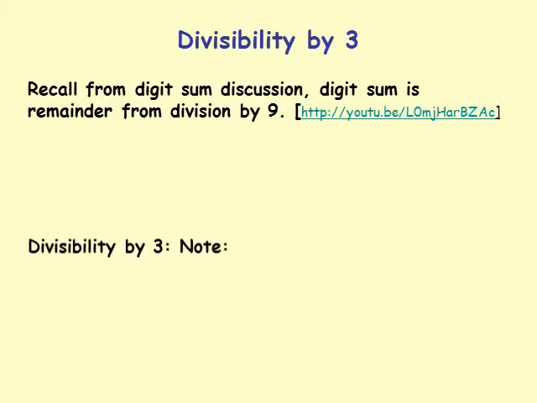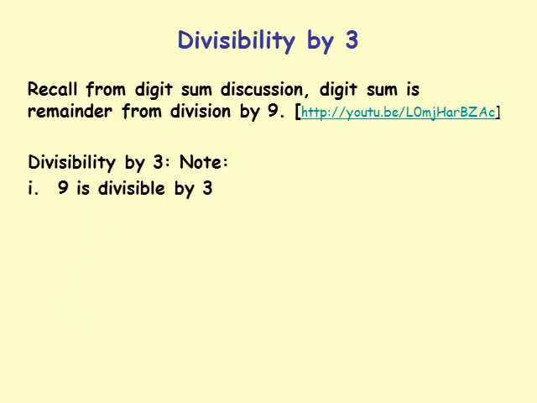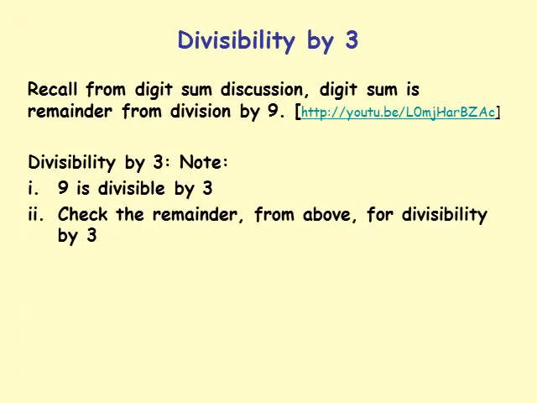So what are we going to do? 9 is divisible by 3. So we first take out all the 9s we can from the number, and what's left over is the same as the remainder of dividing that number by 9. We check that remainder for divisibility by 3. Let's look at an example. Is 123 divisible by 3?